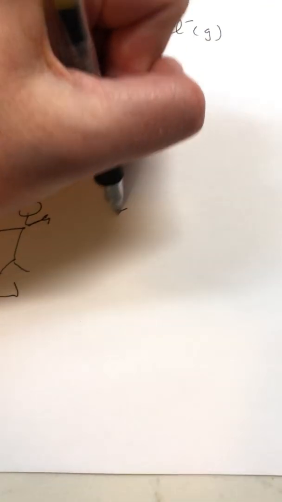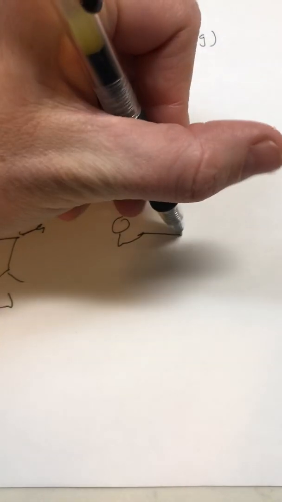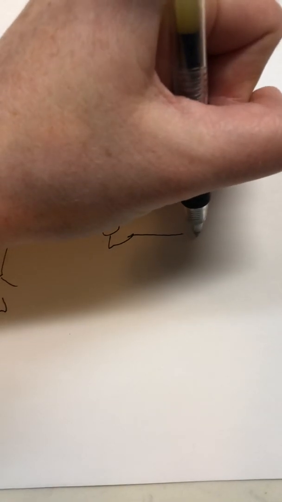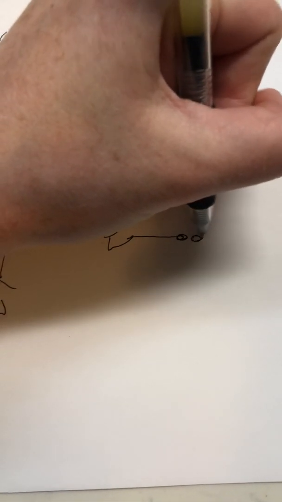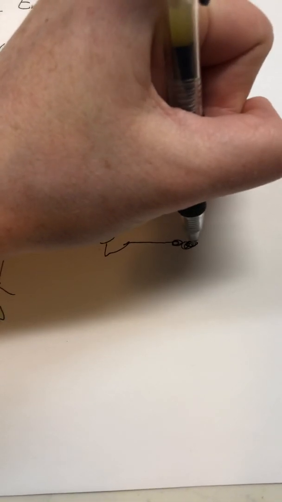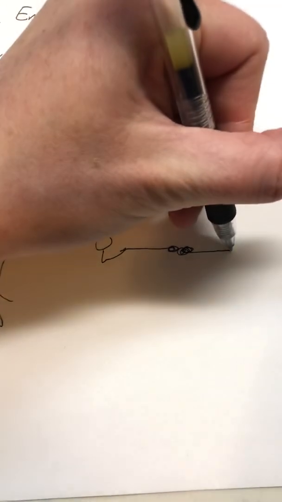As opposed to if they have really, really long arms and then their hands are barely touching, their hands are circles. Why? I don't know.